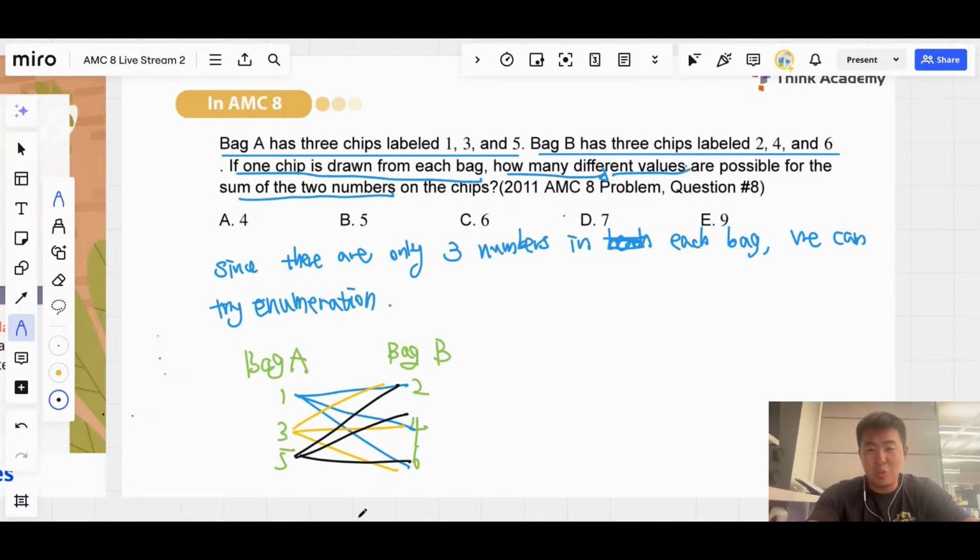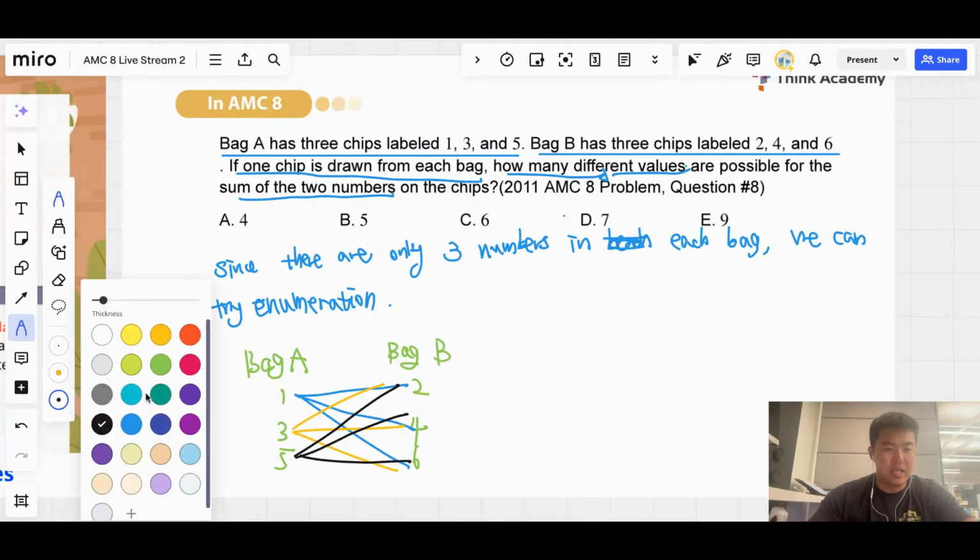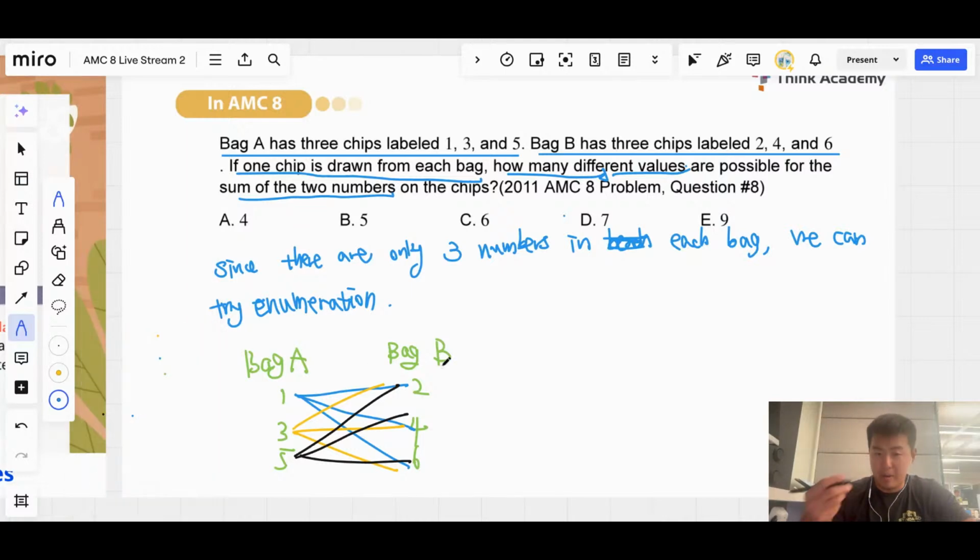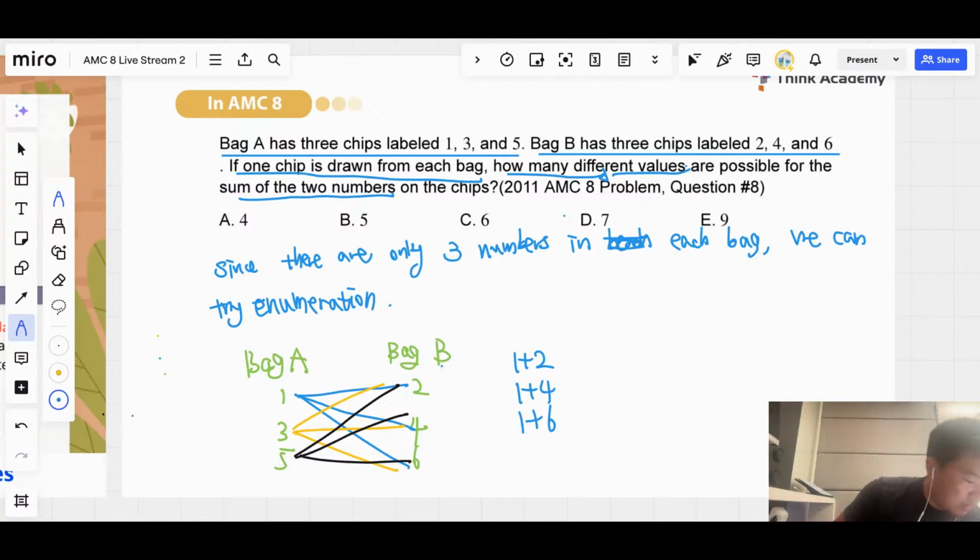However, it's not going to be 9, not going to be option E, because we are looking for the unique, distinct values. Some of these give you the same numbers. So let's be careful and double check their sums. For the first one, it's 1 plus 2, 1 plus 4, 1 plus 6. These all assume we are choosing chip number 1 from bag A. That gives you 3, 5, and 7. That's already 3 different values, right?